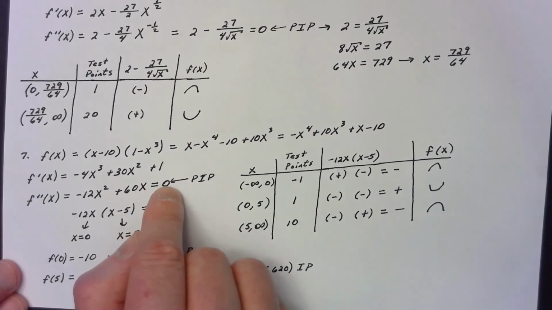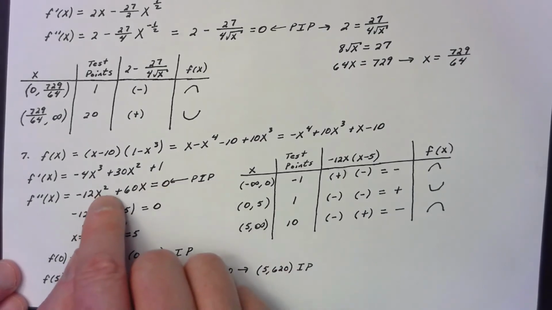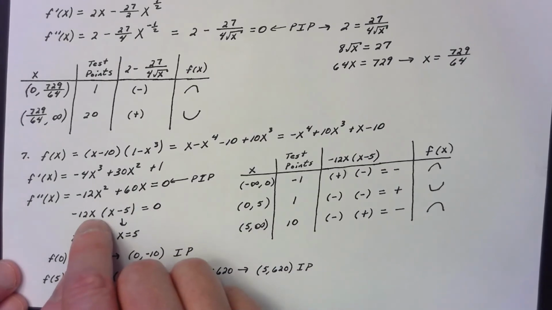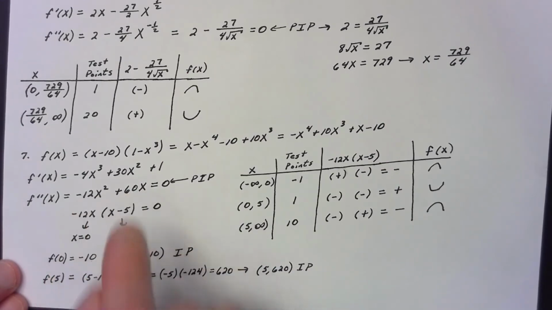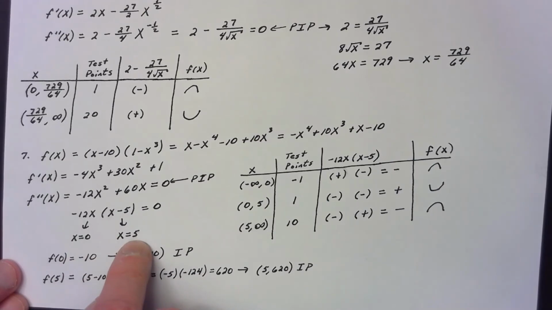I set this equal to 0 to find my potential inflection points. So now, when I do that, I can factor the left-hand side. I factored out a negative 12x. When I do that, that left the first term to be a positive x, and the last term, 60 divided by negative 12, left me a minus 5. So now we set these two factors equal to 0. This says, well, you're going to have a potential inflection point at 0 and at 5.